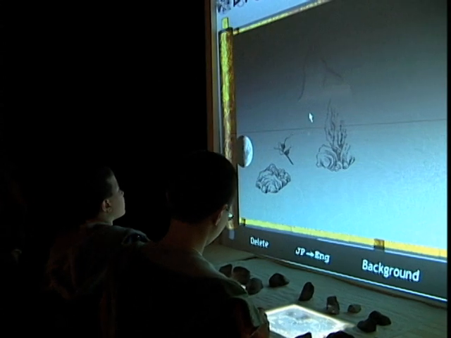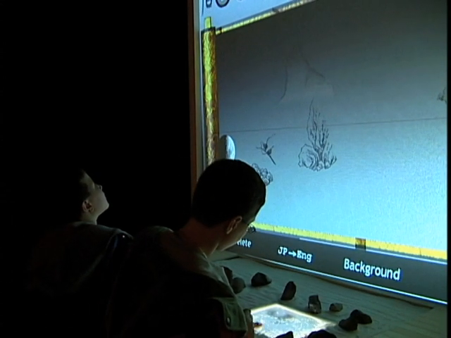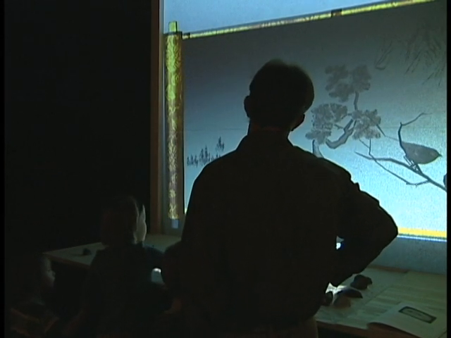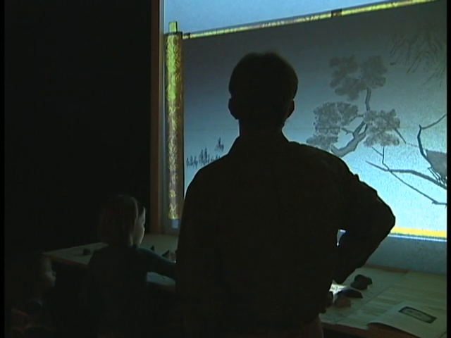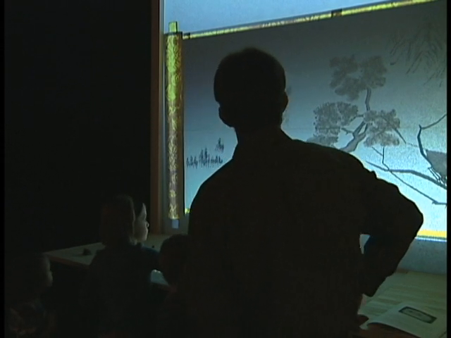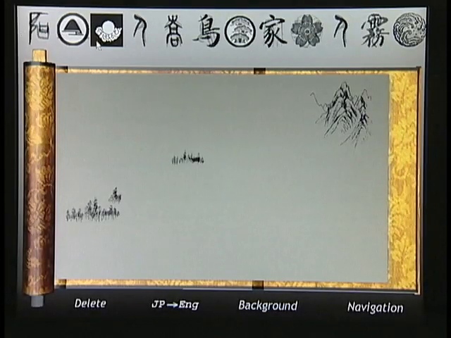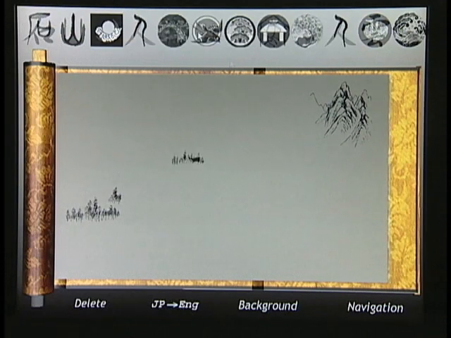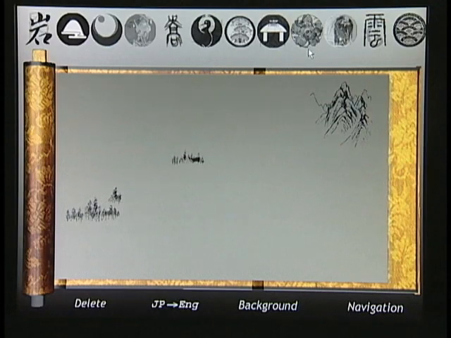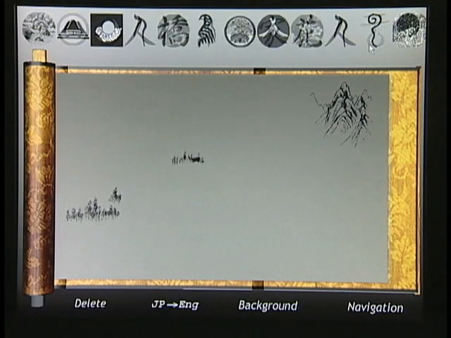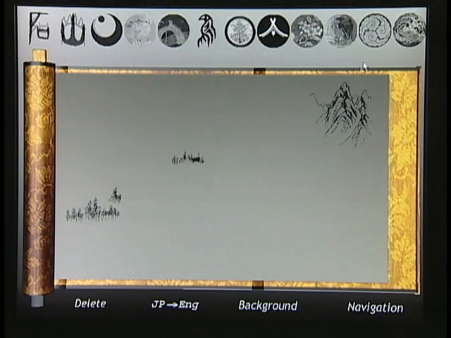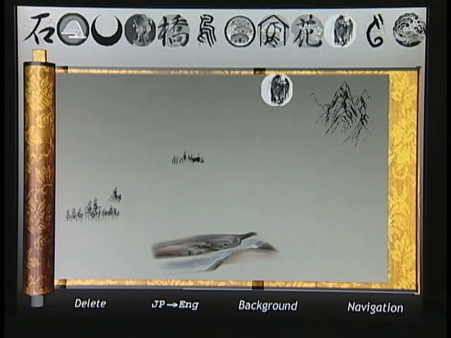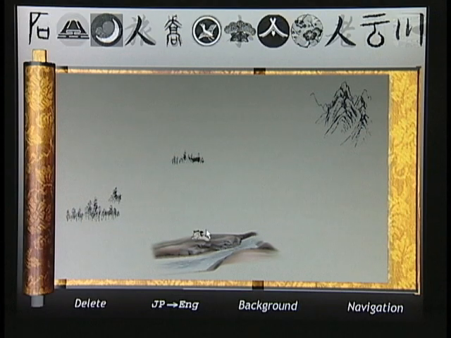It's a computer program that allows you to do Zen. Traveler. And then there's another one. Rock, moon, mountain, traveler, bridge, birds, tree, house, flowers, wise man, cloud, water. Wise man.